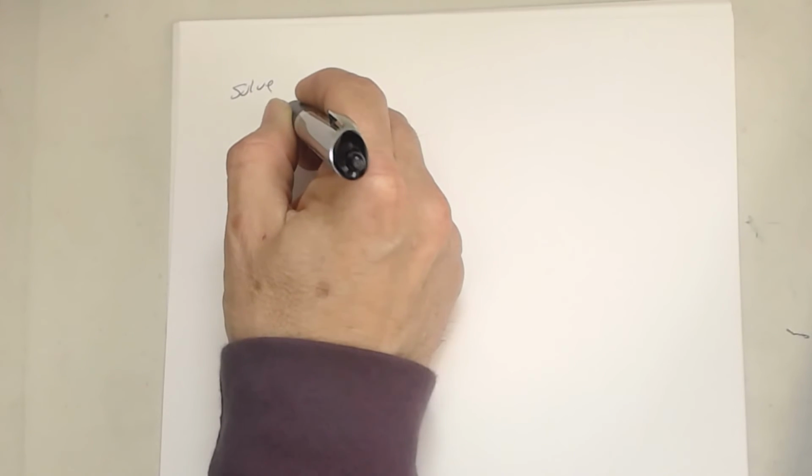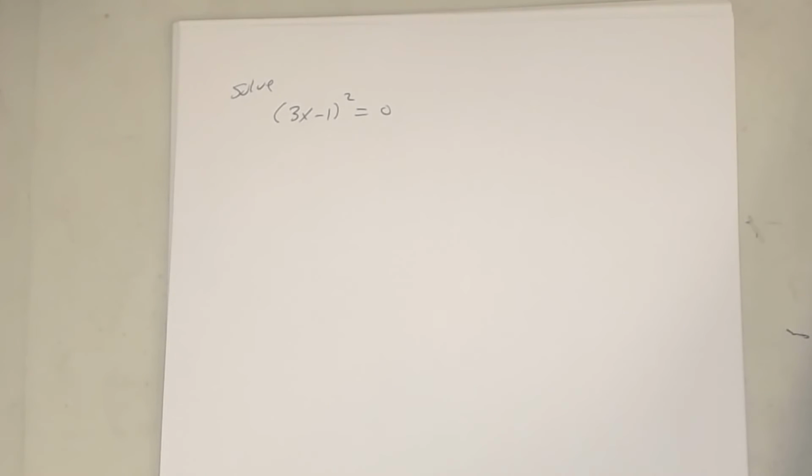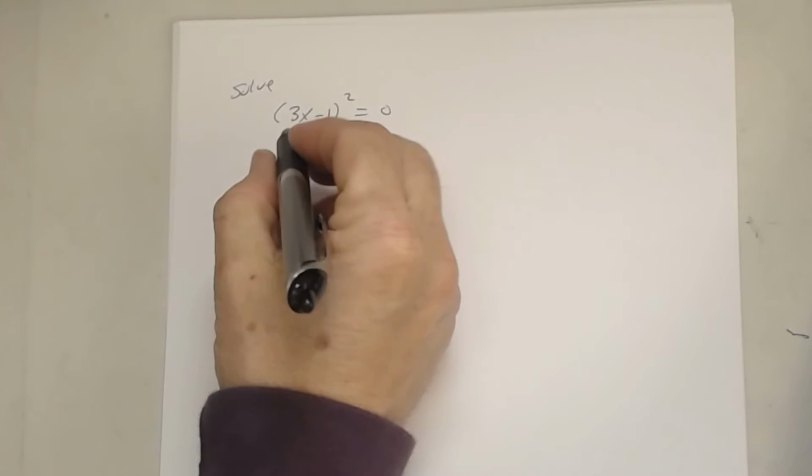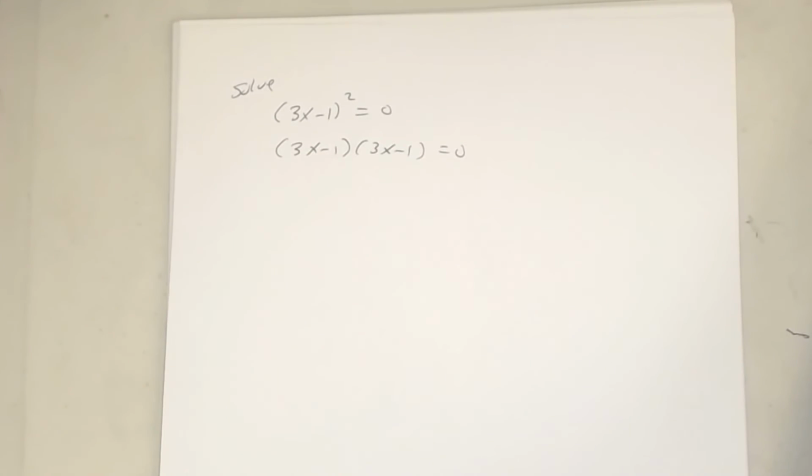Okay, I have 3x minus 1 squared equal 0. Okay, how are you going to write this? 3x minus 1, 3x minus 1. Yep. It's already been factored, right? So my two factors are identical. Now, you understand this is quadratic, correct? Yes. And we talked about the fact a while ago that it's quadratic.